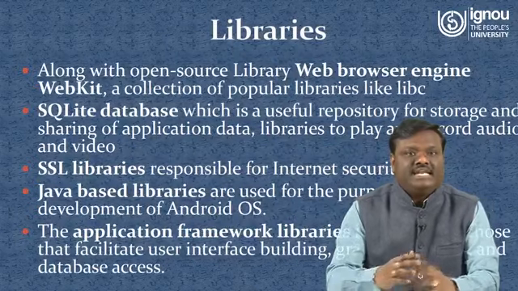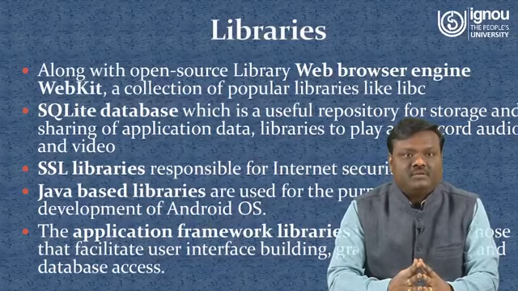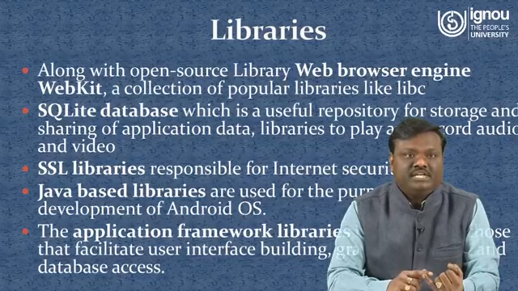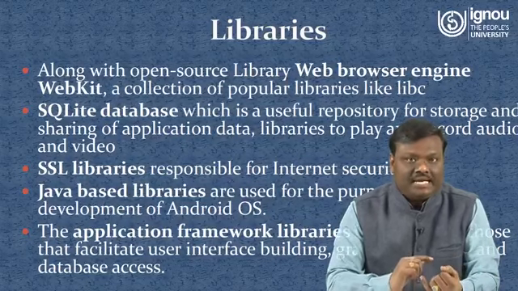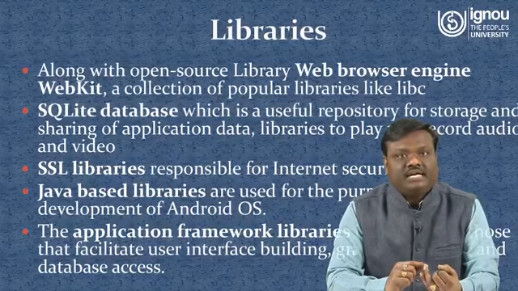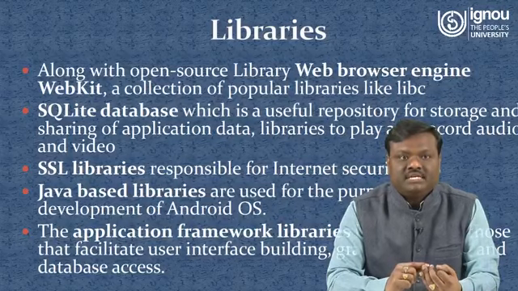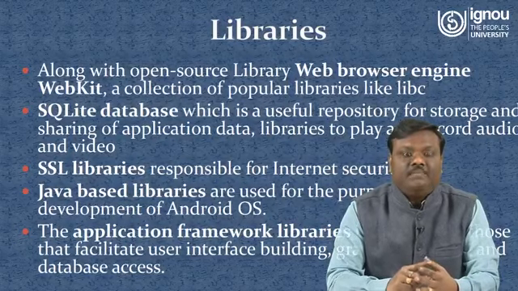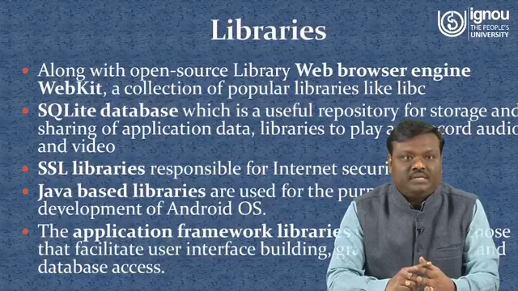And then comes the next component, called the libraries component. So what kind of libraries are available inside the package? One is the web browser engine WebKit. Then SQLite is the next library we have. For secure socket layers, we have SSL libraries. And then a few more Java based libraries are available. Application framework libraries are available.